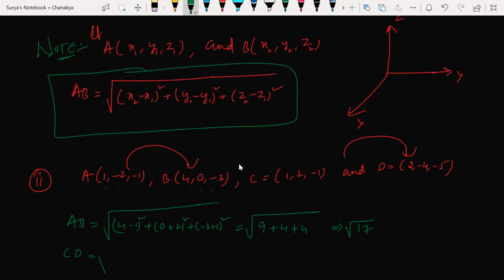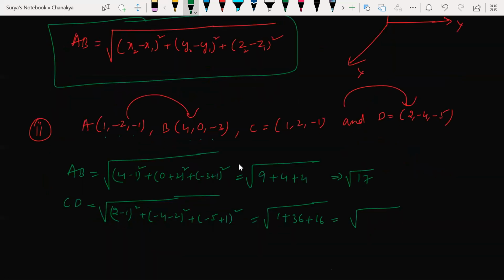CD. Look at the CD. What is CD? So 2 minus 1 whole square. 4 minus 4 whole square. Minus 5 plus 1 whole square. Correct? So 1, minus 6 whole square 36, minus 4 whole square 16. So how much are you left with now here? So 37 plus 16, 53. Correct? This is the answer. Copy this, make it fast.